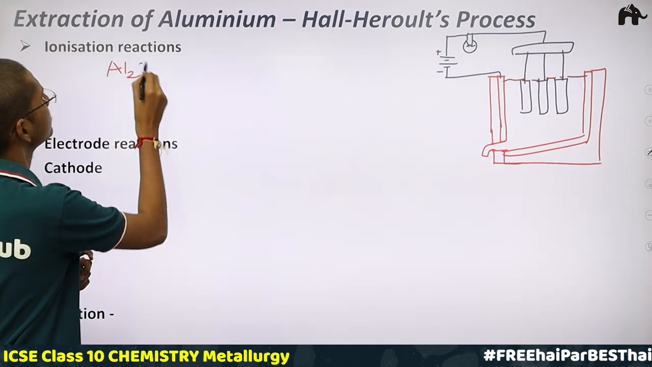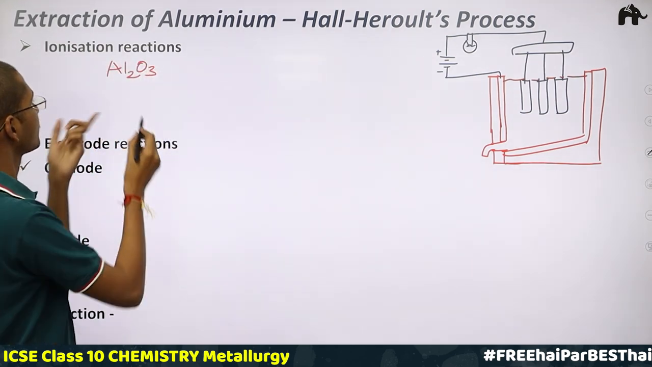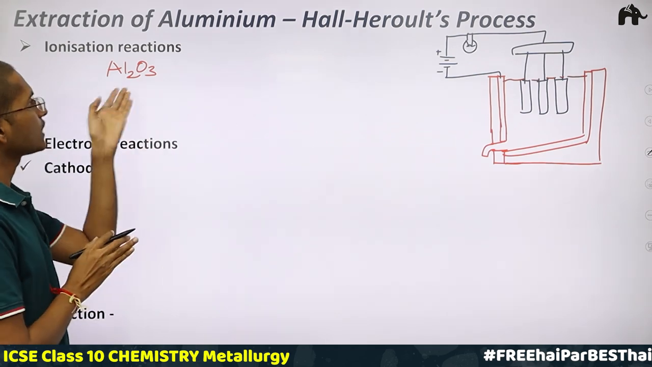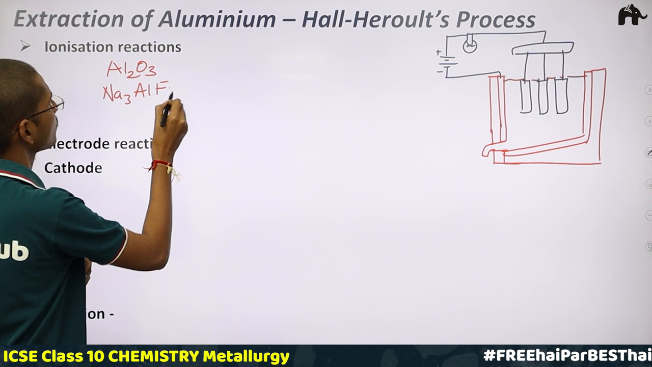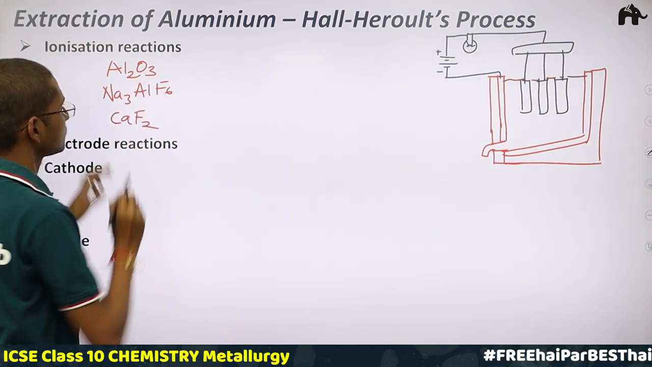First of all, we are using alumina, the most important component. Actually, we are doing the electrolysis of molten alumina itself. Then cryolite, Na3AlF6, and then fluorspar, calcium fluoride.